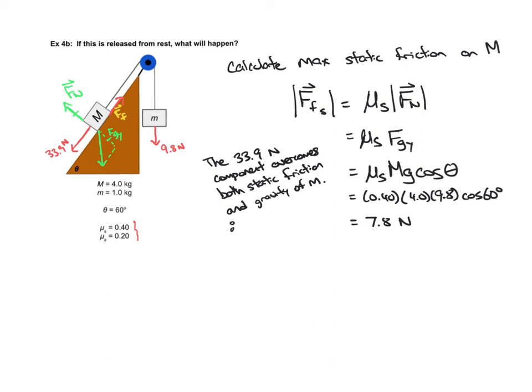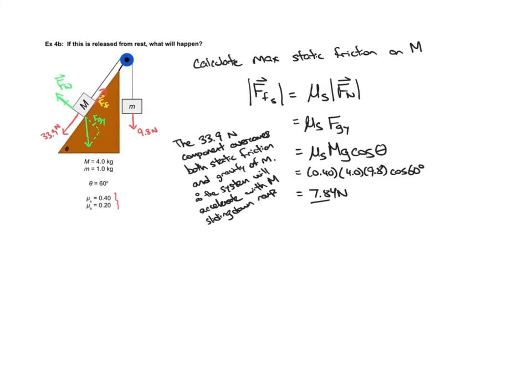So therefore, the system will accelerate, with capital M sliding down the ramp. Just going to add one more digit, 7.84. That's coming up on my calculator. I'll just underline the 2 sig figs it's supposed to be. All right, so it will accelerate down the ramp. So what I'm going to do is try to figure out how much that acceleration is.